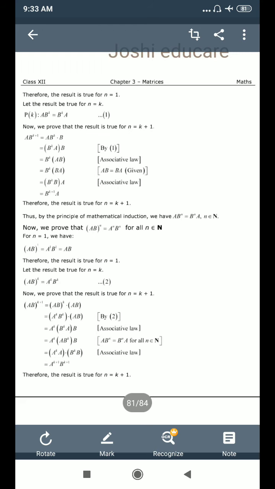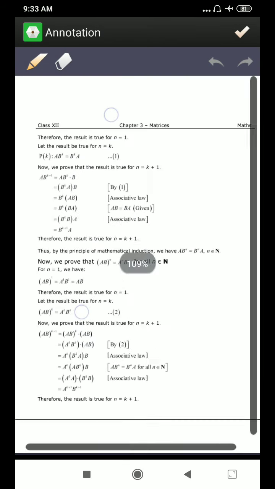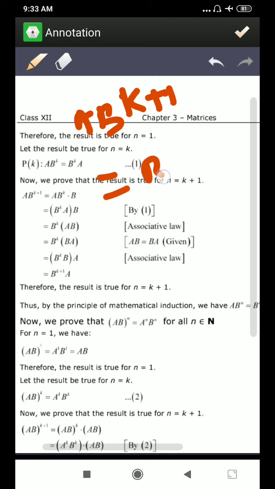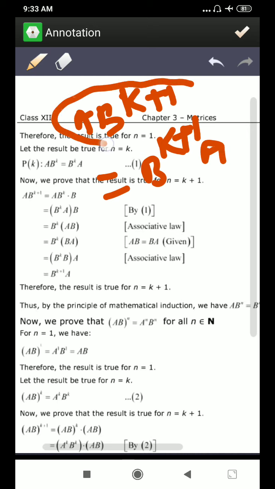Now come to Pk plus 1. What do you have to prove actually? To prove Pk plus 1, we have to prove that AB raised to power k plus 1 must be equal to B raised to power k plus 1 into A. If you can prove this, it will be true for all natural numbers. So we'll proceed.